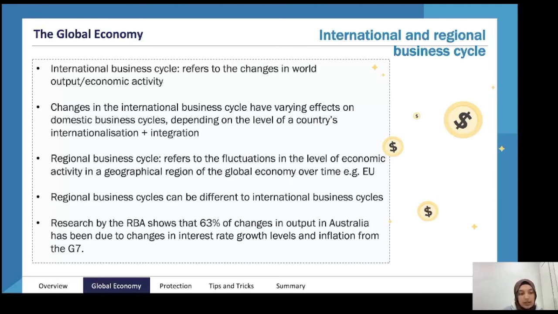Research by the RBA shows that 63% of changes in output in Australia have been due to changes in interest rate growth levels and inflation from the G7, the group of seven, which are essentially the top seven economies. So you can see the significance of the role that the G7 plays. Overall, these are some important things to note in terms of understanding what the international business cycle is, what the regional business cycle is, and being able to talk about changes in output and the role that the G7 plays.